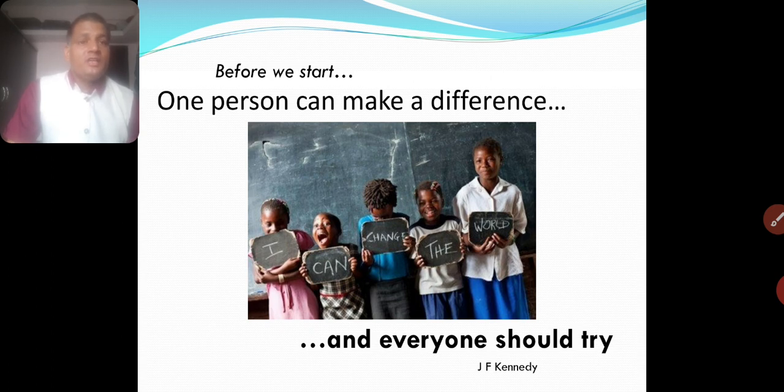For that, youth is very important. Children are very important because they are the messengers. They are changers of the world, of the nations, of the mindsets. They can change the mindsets of the people, or make the people in surrounding areas aware. That's why he has given a very nice picture. I can change the world.